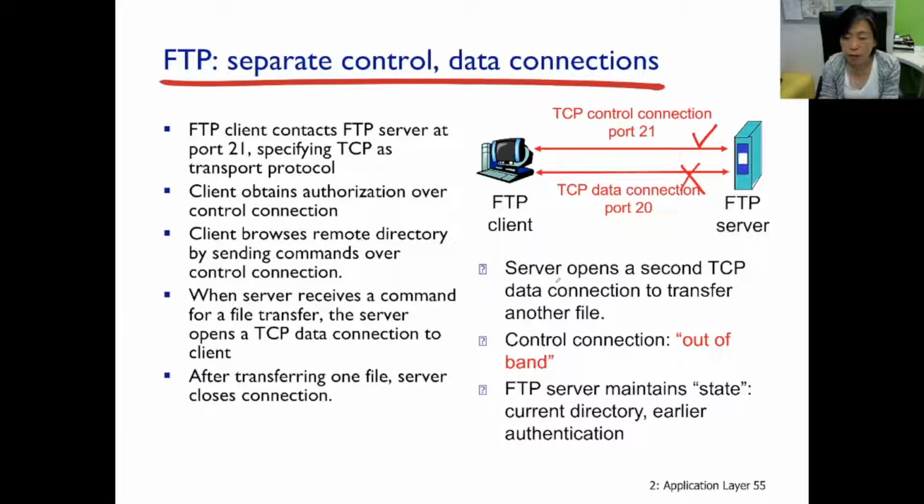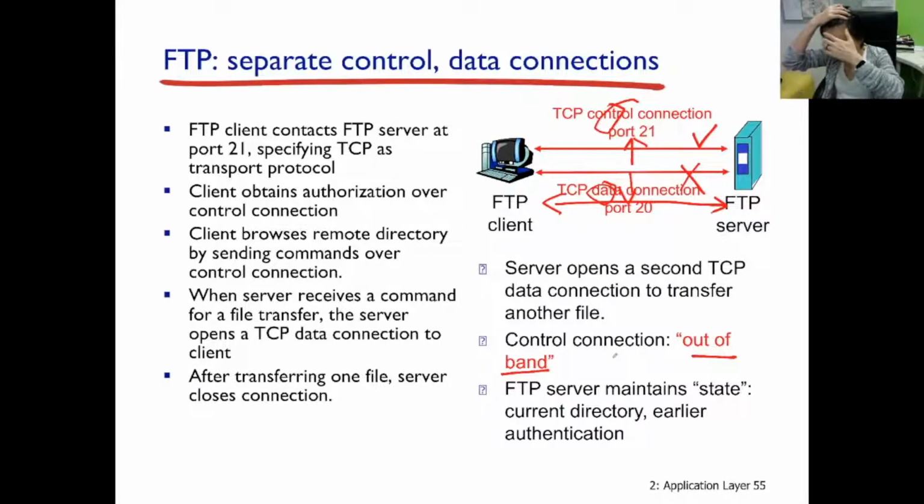If the server needs to send another file, it would start yet another TCP connection and send the file over there. Such separation of control and data content on different channels, in communication, we call out-of-band communication. If you think a little bit more, in HTTP, there are two messages, right?